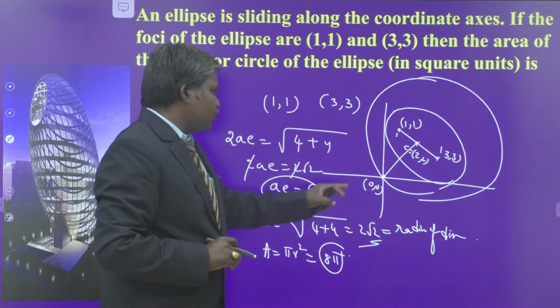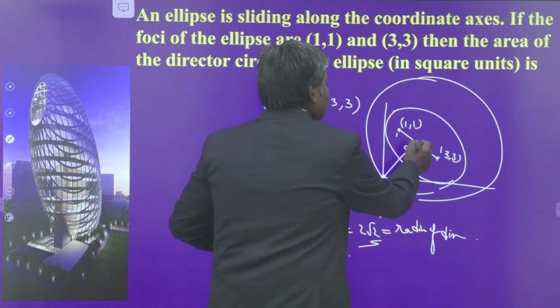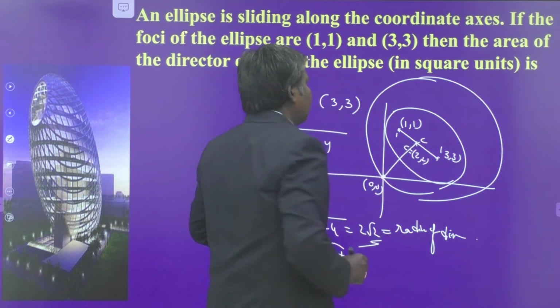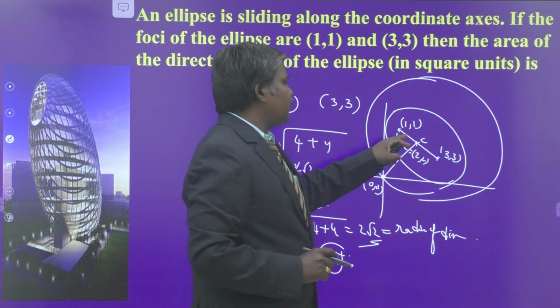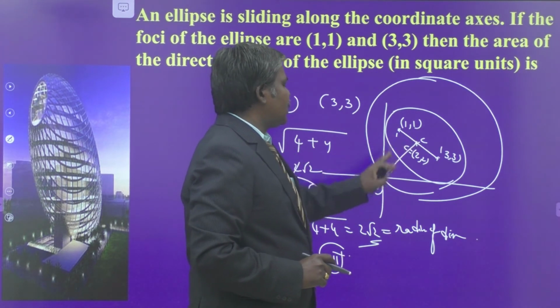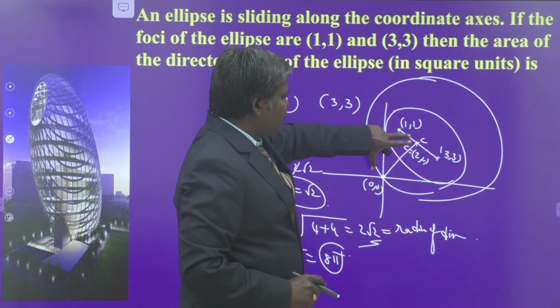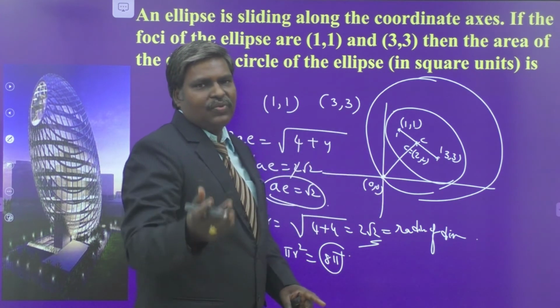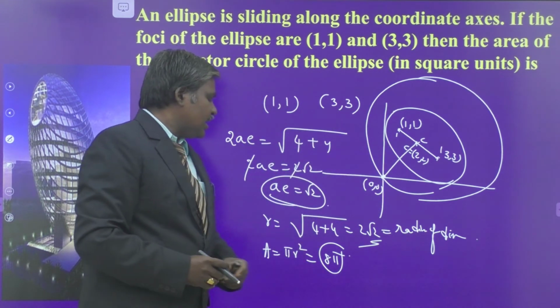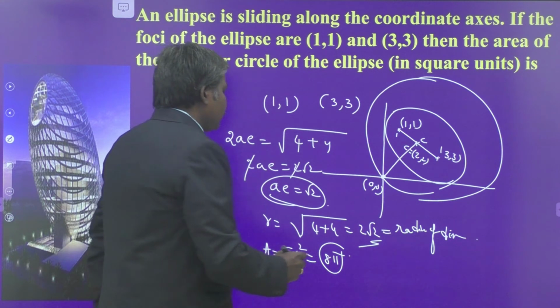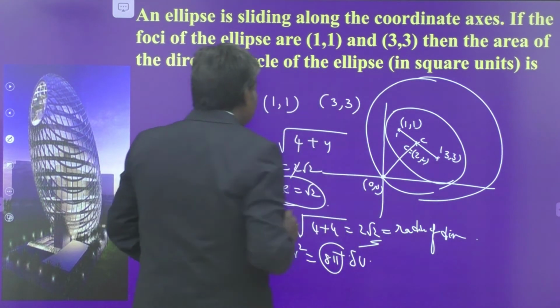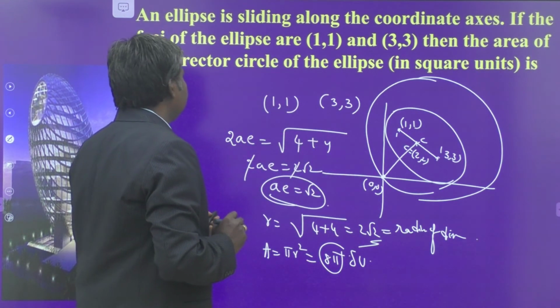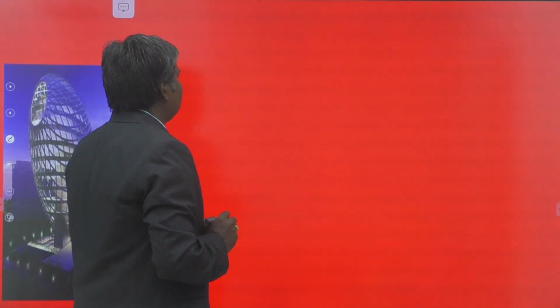Just by observation, this is the center of the ellipse and this is the point on the director circle. The center of the director circle and the center of the ellipse are the same. This is the point on the circumference. The distance gives the radius. From that radius, we can easily calculate the area. That is 8 pi square units. Understand? Next one.